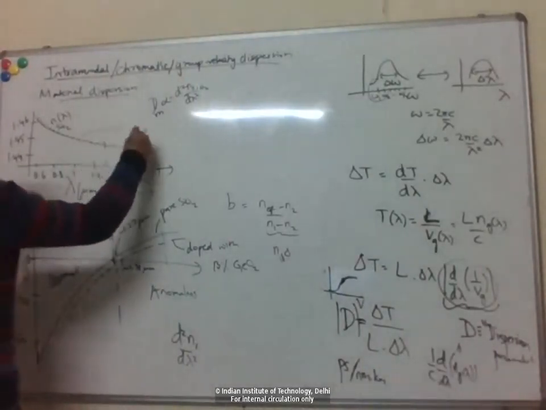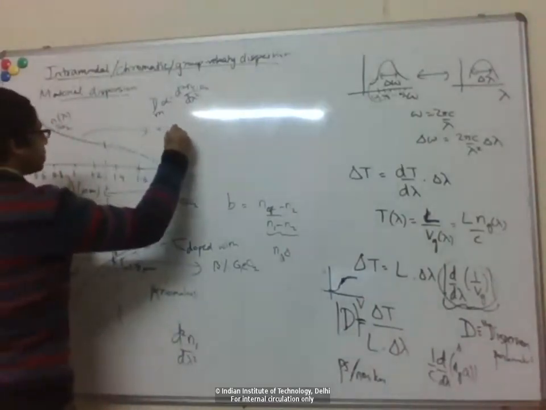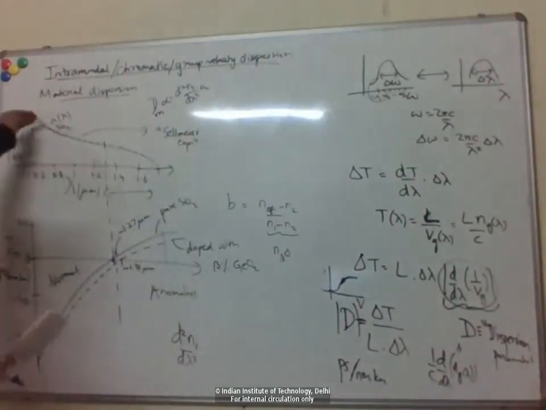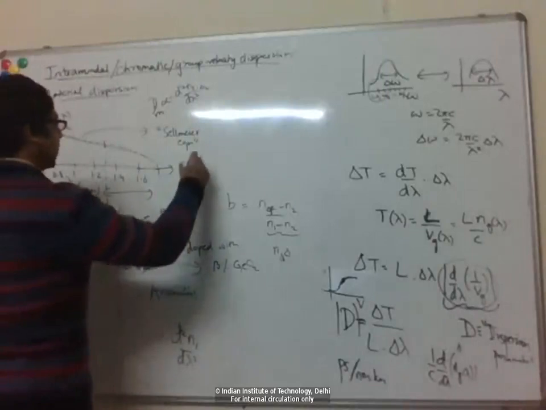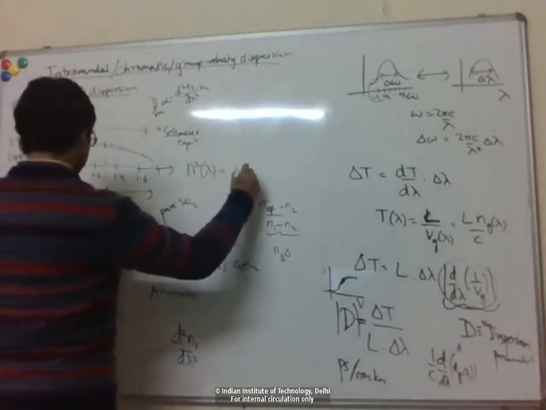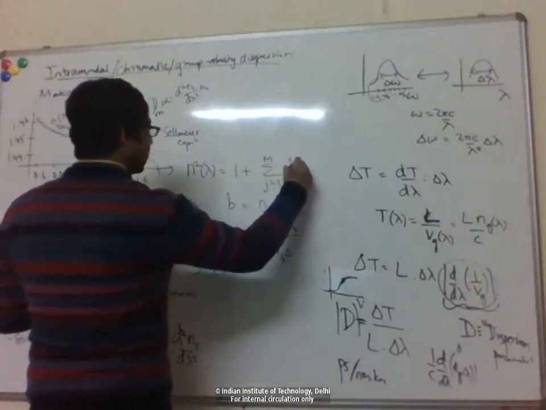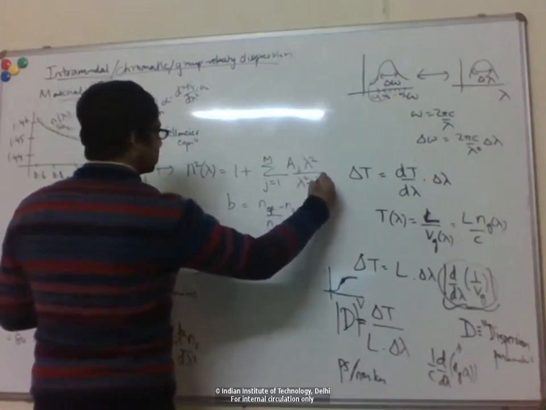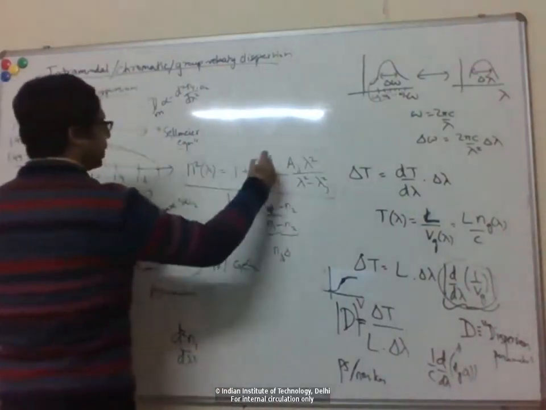So this profile, n versus lambda, is typically modeled by what is known as the Sellmeier equation. You might have heard about this. For any material, you can model the refractive index versus wavelength like this. The equation looks something like this: n squared equals 1 plus a summation of terms, each a constant times wavelength squared divided by wavelength squared minus some constant. The Sellmeier equation has this form, and m can be any number of terms.